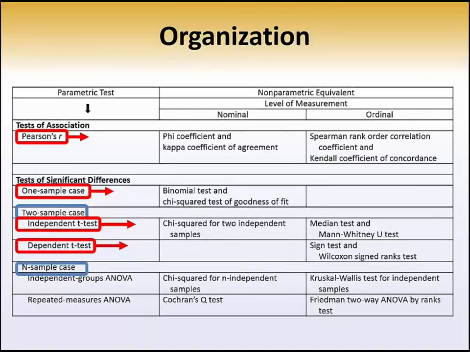We'll now turn our attention to the n-sample case. The parametric test, independent groups ANOVA. If your dependent variable is nominal in nature, the nonparametric equivalent test is the chi-square test for n independent samples. If the outcome measure is ordinal in nature, then the Kruskal-Wallis test is appropriate. If you have a repeated measures analysis of variance, the nonparametric equivalents are the Cochran's Q test if the dependent variable is nominal, and if the dependent variable is ordinal, the Friedman two-way ANOVA by ranks test is appropriate.